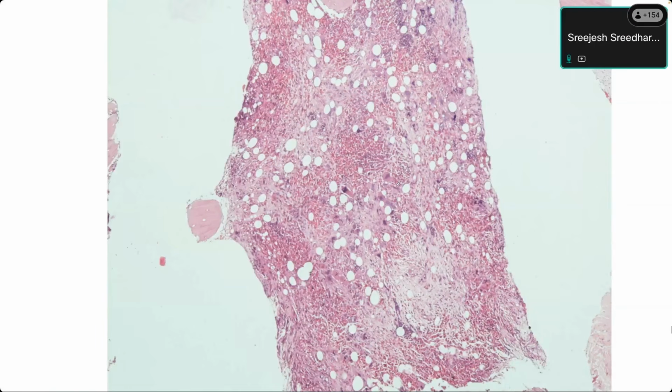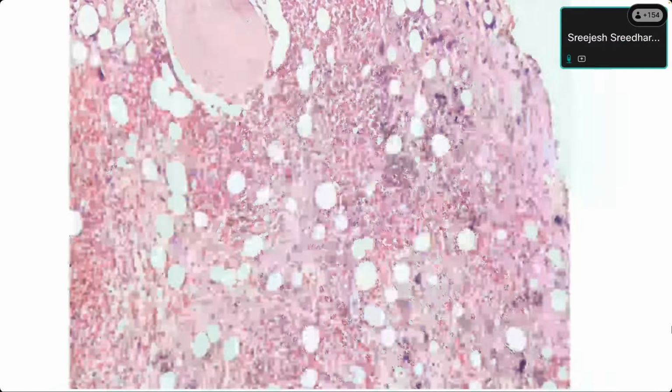Then megakaryocytes. Somebody, okay, Ruchika can describe. It's a hypercellular marrow in this trephine biopsy, and we can see that the megakaryocytes are slightly increased and they are showing variation. Some are hyperchromatic, with dysplastic morphology. And we can appreciate fibrosis. There are bands of fibrosis. Then what are these?